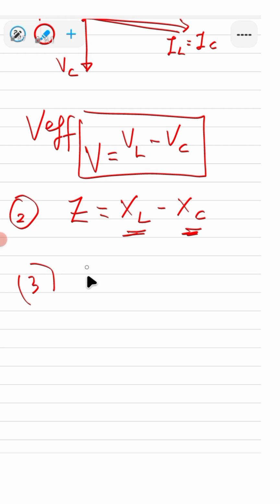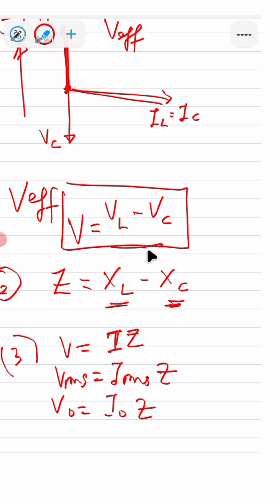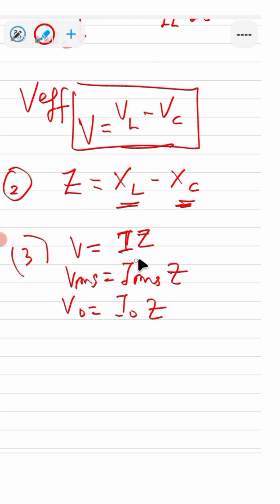After that, you can now get your normal Ohm's law. From your Ohm's law, you have V equals IR, but you're not writing R, you're going to write Z. V equals IZ, where Z is this value here. Because you have VRMS here, this one will be IRMS Z. If you have V naught here, this one will be I naught Z. Just be changing it the same way. So the key point: V is VL minus VC, Z is XL minus XC, and you're not squaring anything, just minus them normally. Then VRMS is IRMS Z, V naught is I naught Z. So that's all.